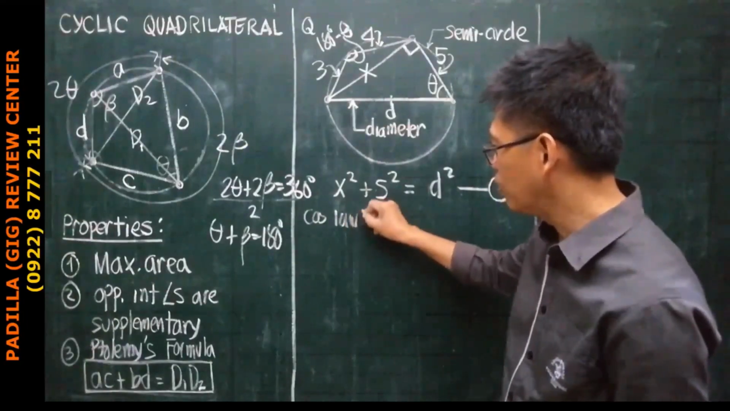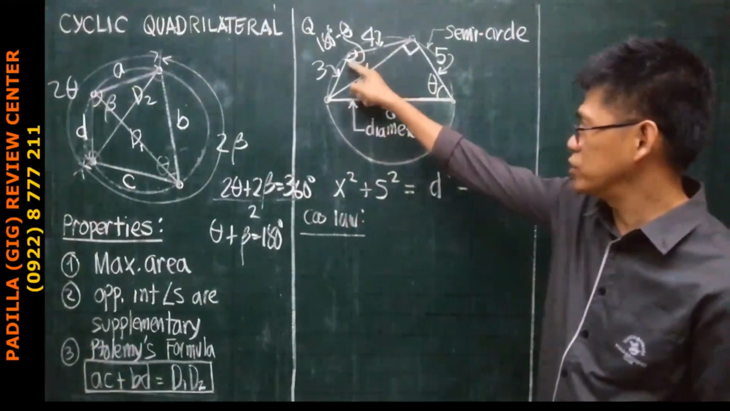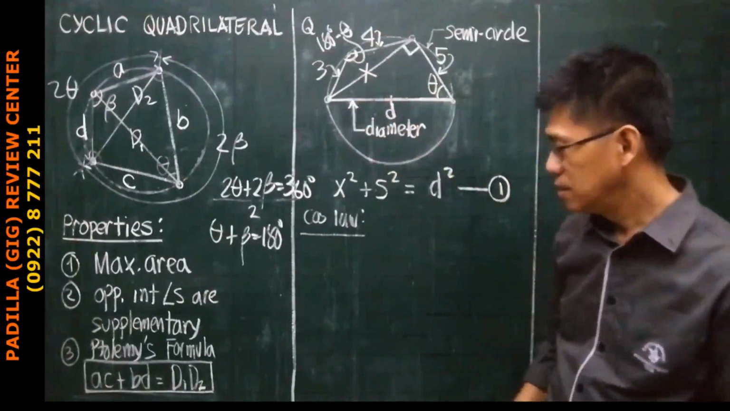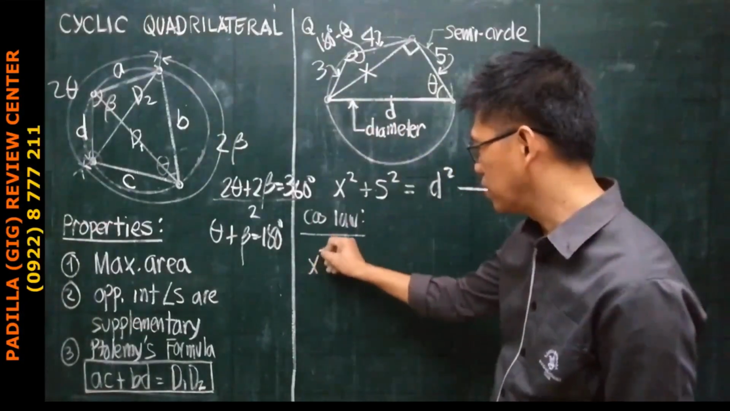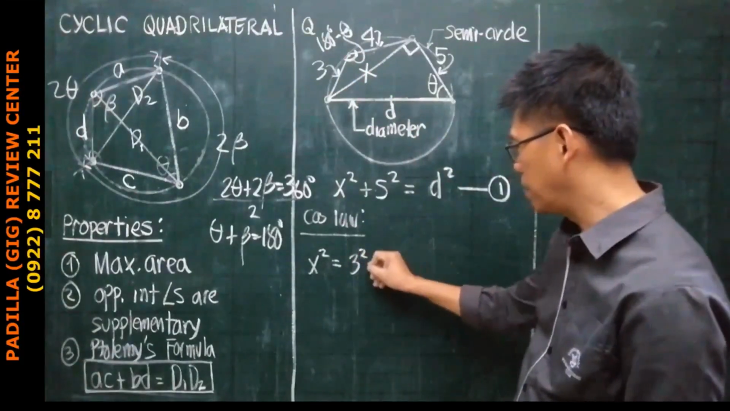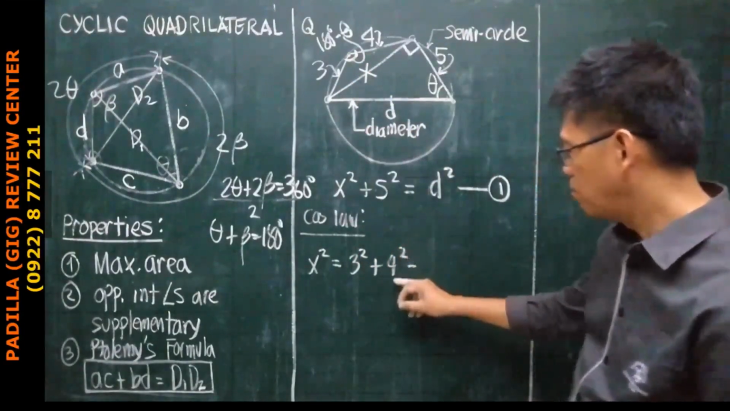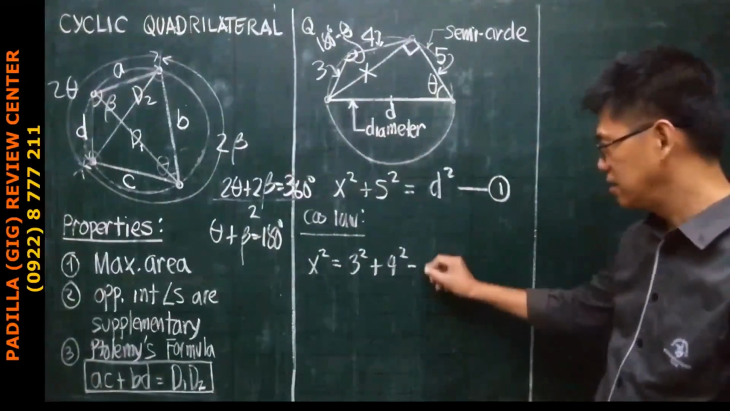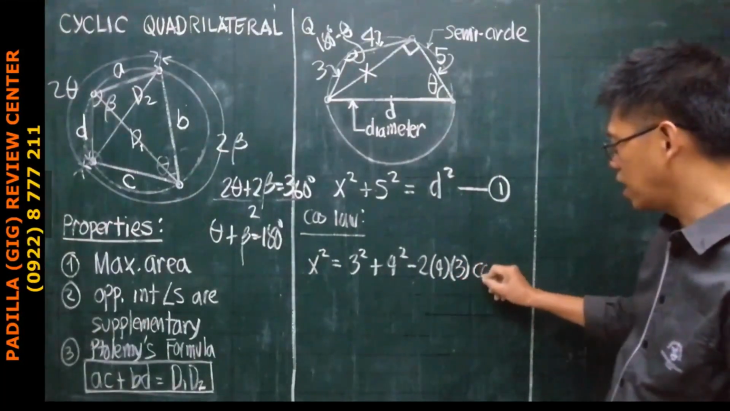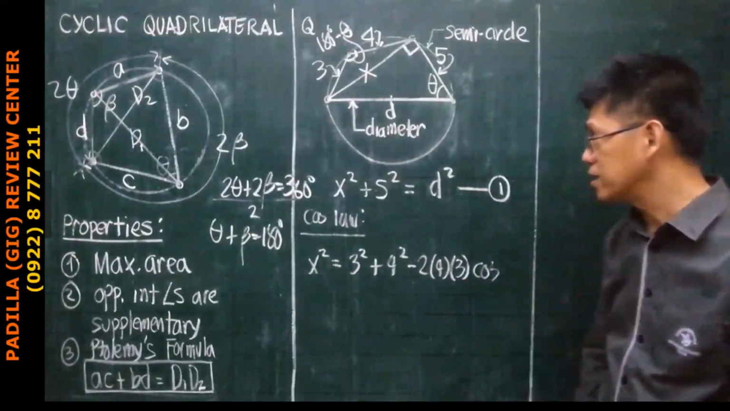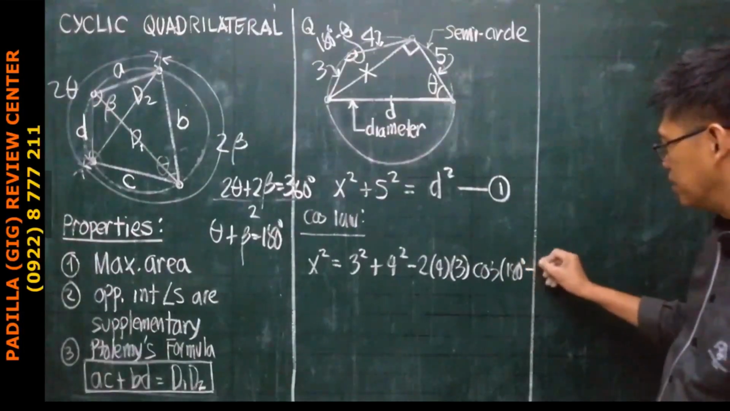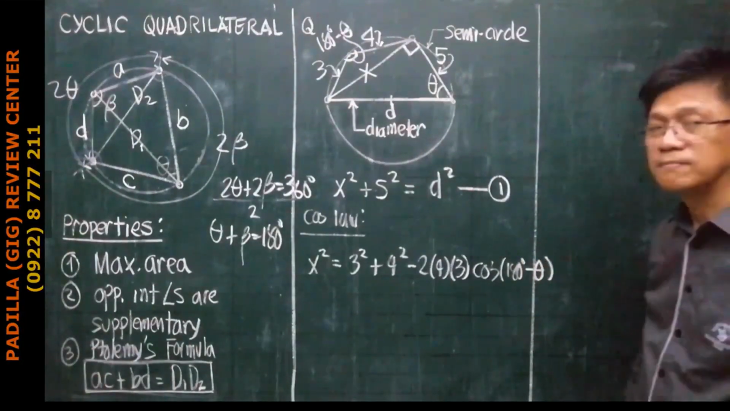If I apply cosine law here, to use this angle, I will begin with the side opposite x. So I have here x squared is equal to the square of the other two sides, 3 squared plus 4 squared, minus twice their product, 2 times 4 times 3, cosine of the angle opposite of x, that is 180 minus theta.